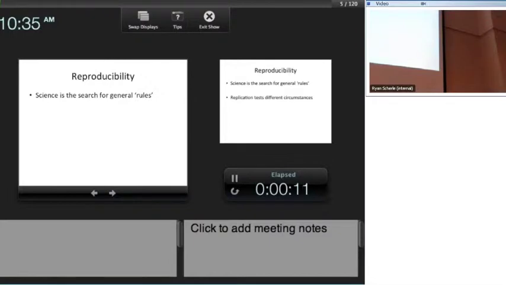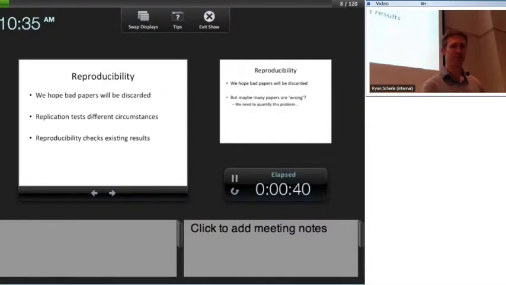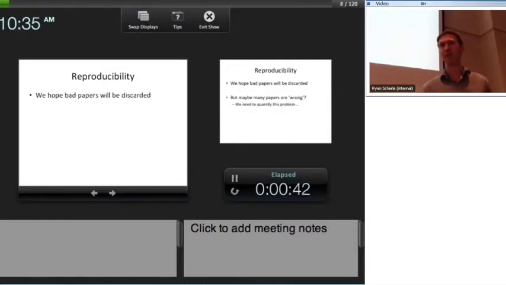And so science is the search for general rules about things, and replication tests different circumstances. That is, we're testing the rule in many different instances, and then using that to draw general conclusions about the nature of the world. And reproducibility checks the existing results. That is, are the results presented in this paper actually reasonable given what we know? And we very much hope that bad papers will be spotted by the community and discarded.